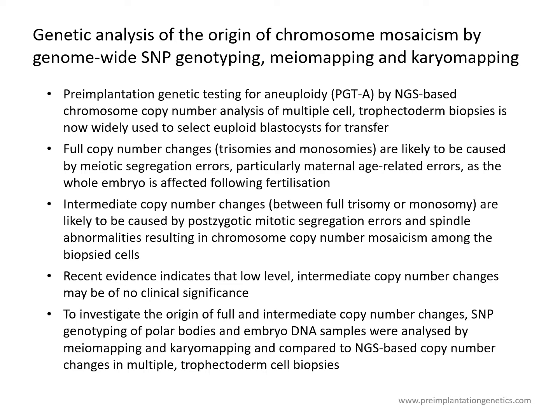On the other hand, intermediate copy number changes between full trisomy and monosomy may be caused by postzygotic mitotic segregation errors or secondary malsegregation events resulting from spindle abnormalities, which result in chromosome copy number mosaicism among the biopsied cells. And this can occur right up to the blastocyst stage, because we have observations that show that there are abnormal spindles even in the trophectoderm at the blastocyst stage.